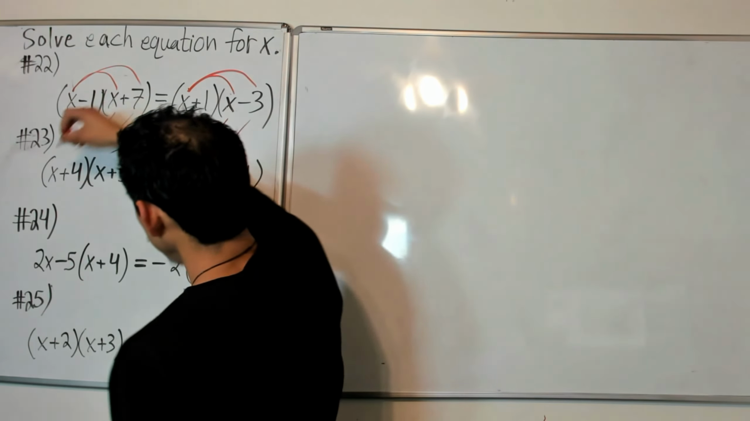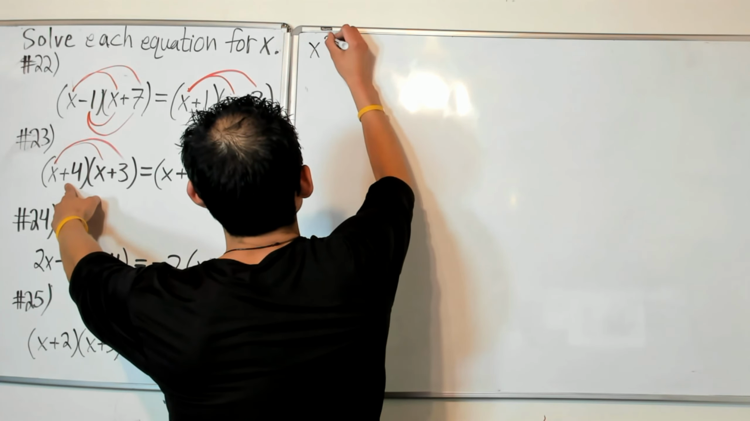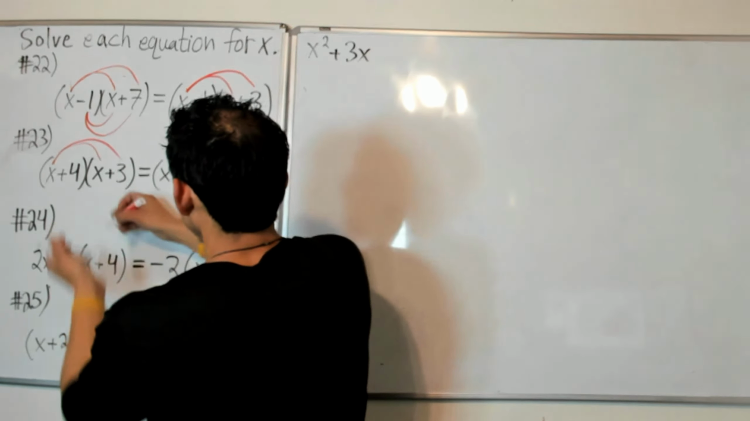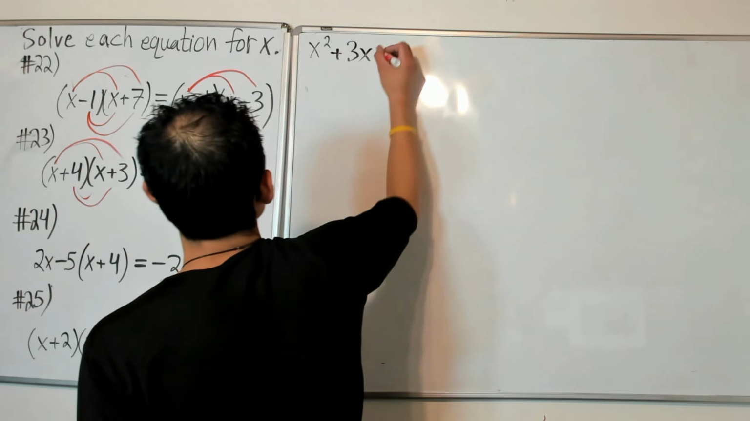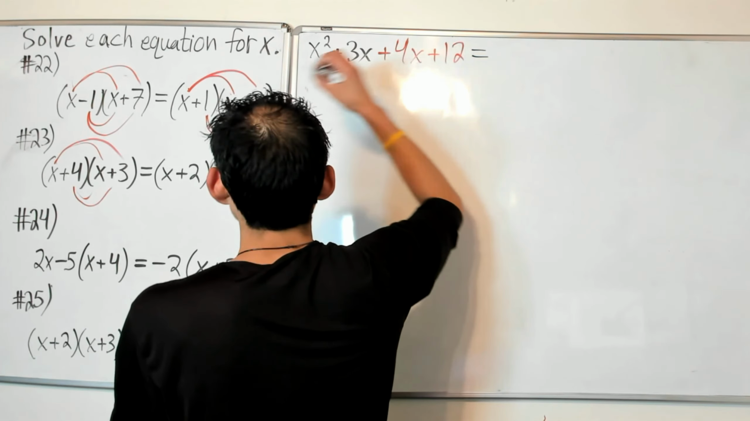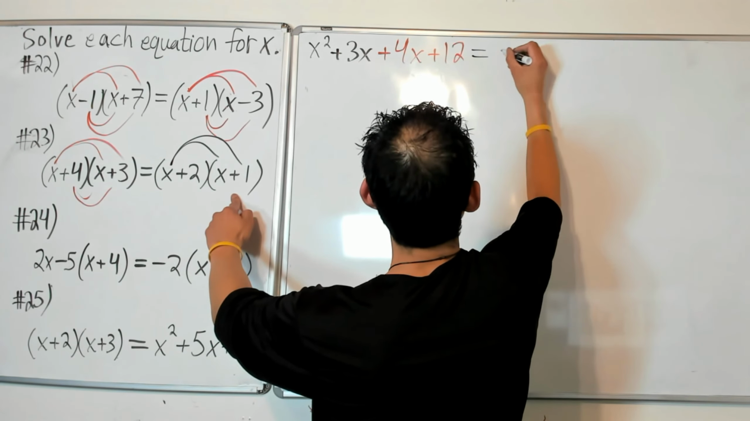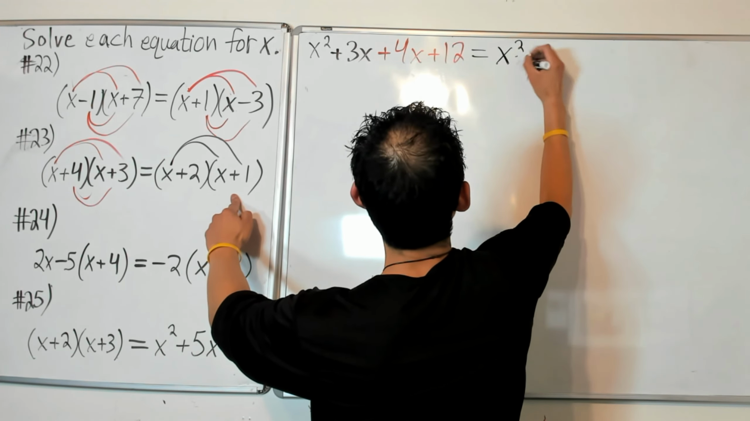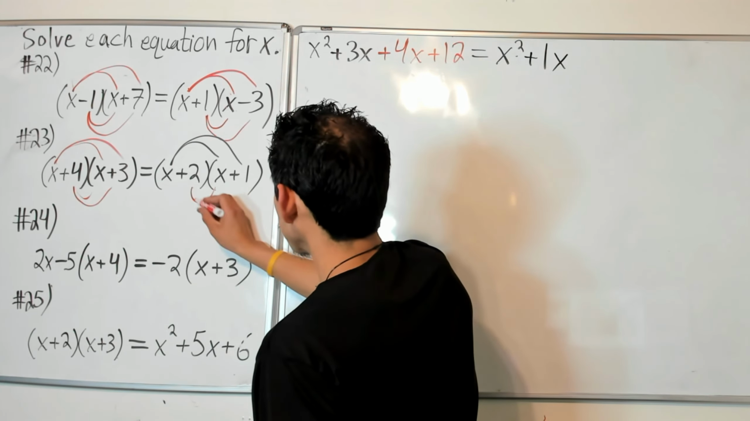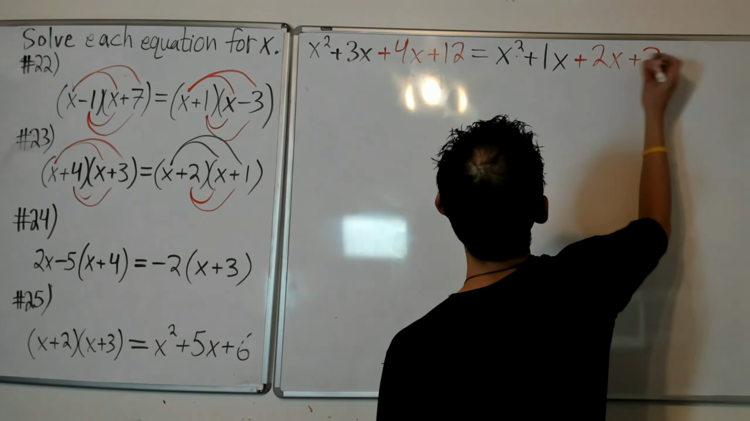x plus 4 times x plus 3. Let's go x times x, x times 3. We'll get x squared plus 3x. 4 times x, 4 times 3. So plus 4x plus 12 is equal to, let's go x times x, x times 1. So it's equal to x squared plus 1x. And then we'll go 2 times x, 2 times 1. So plus 2x plus 2.